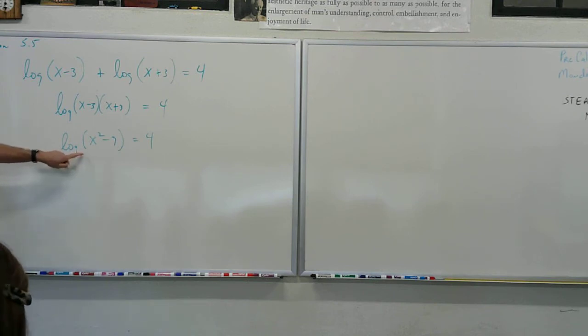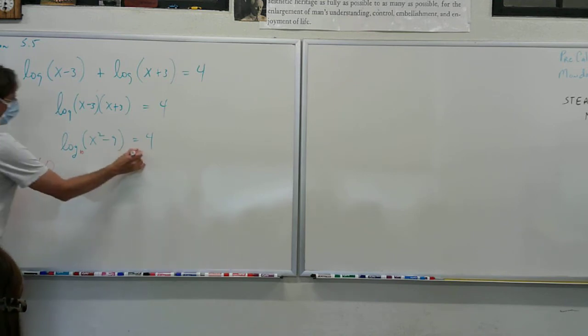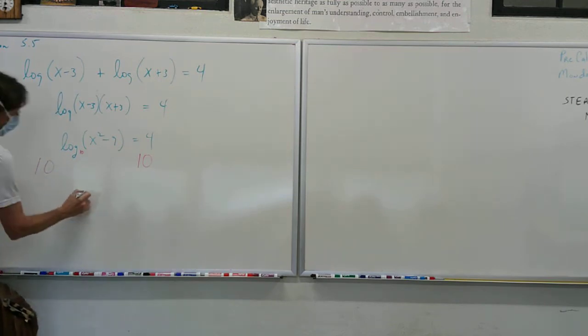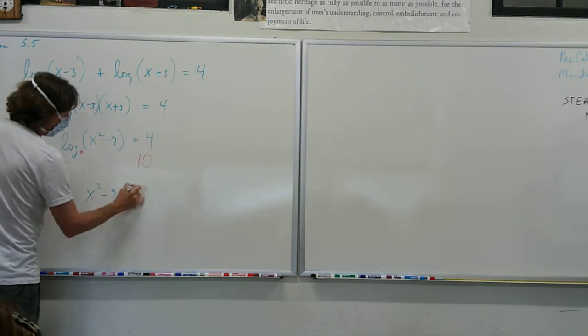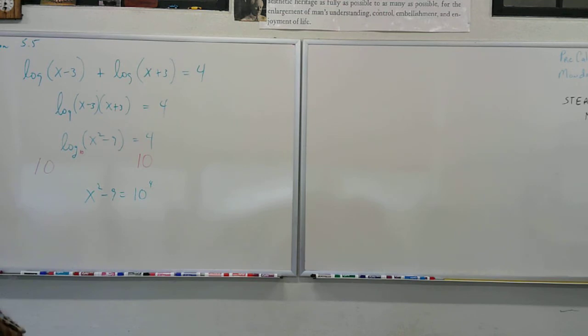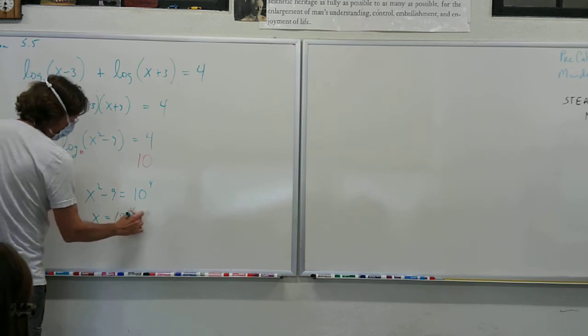What number is understood to be right here? 10. So there's understood to be a 10 there. What am I about to put here? 10. And what am I about to put over here? 10. And I'm going to get x squared minus 9 equals 10 to the 4th. Okay? 10 to the 4th. X squared equals 10 to the 4th plus 9.